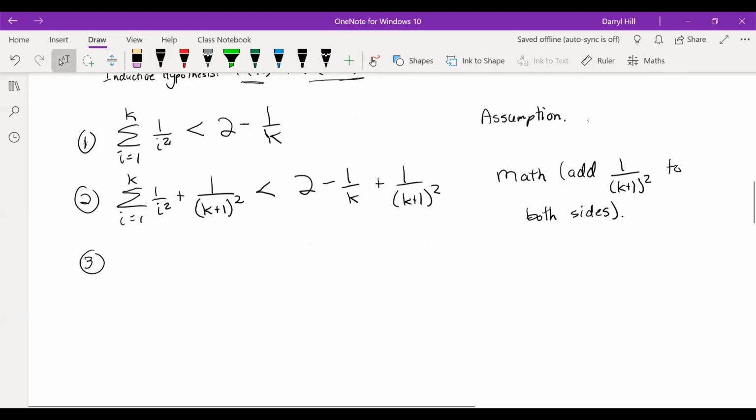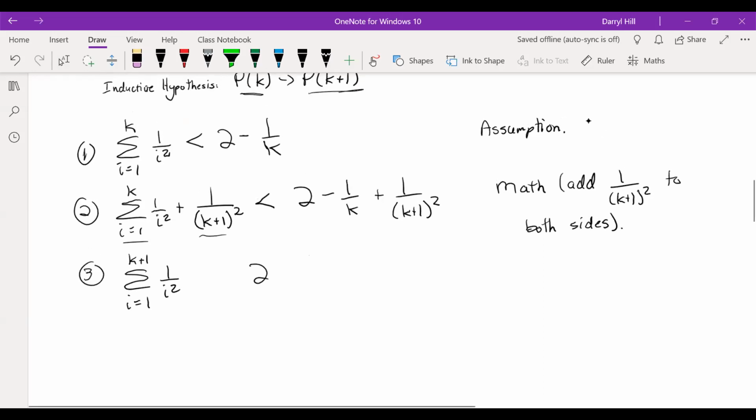So now we can combine this and this to get the sum from i equals 1 to k plus 1 of 1 over i squared, right? Hopefully that makes sense. And that's less than or equal to, sorry, I said less than, it should be less than or equal to 2 minus 1 over k plus 1 over k plus 1 squared. And our claim is that this is less than or equal to 2 minus 1 over k plus 1.